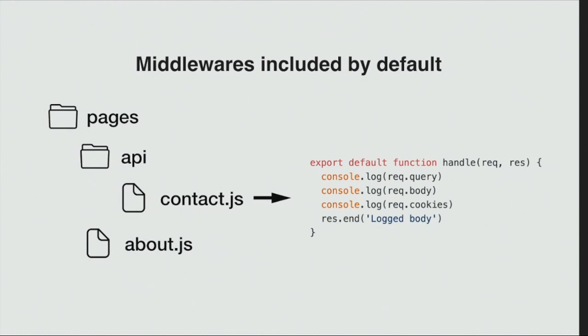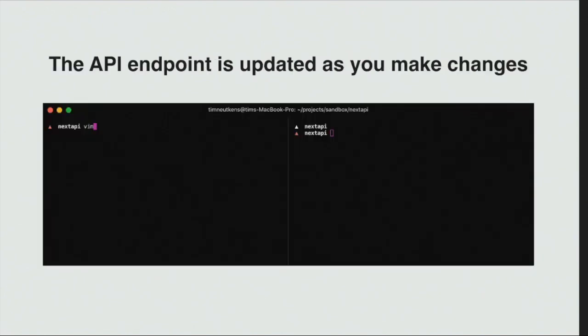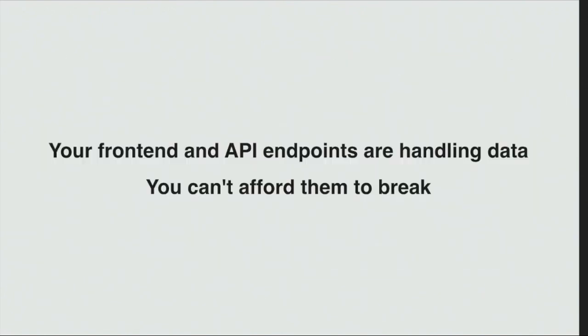So middlewares are included by default: req.query, req.body, req.cookies. Contrary to what you might think, these are not Node.js APIs, they're part of Express, but everyone thinks they are part of Node.js because it's used that much. And they update as you make changes. So if you make changes to the app, it will just work.